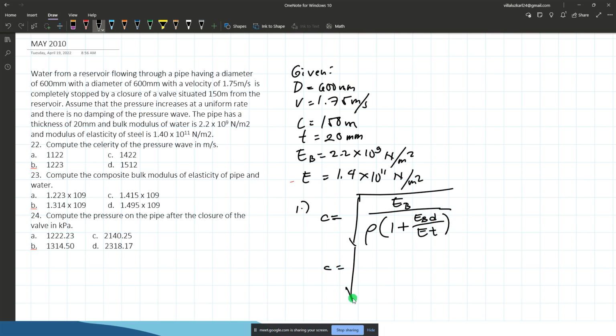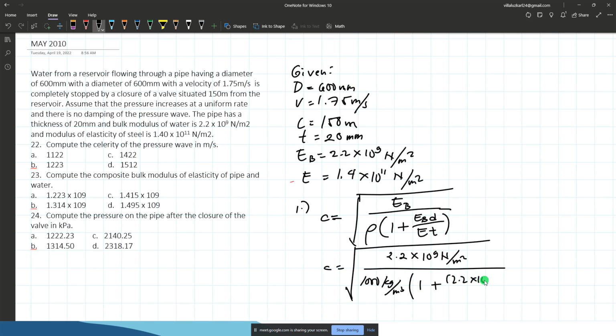Substituting all the values with a consistent unit, it should be in Pascal for the modulus of elasticity. So the Newton per square meter is Pascal. Substituting the value of the bulk modulus of elasticity of water over the mass density, which is 1000 kilograms per cubic meter, multiplied by 1 plus 2.2 times 10 raised to 9.